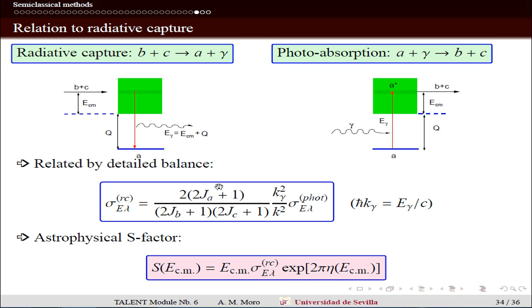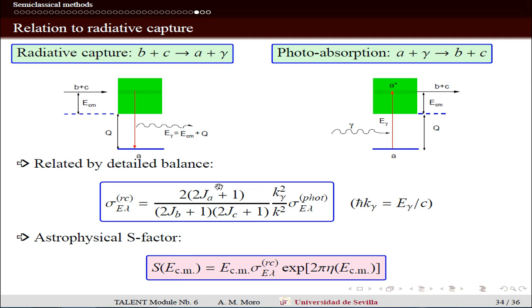The opposite reaction is what is called the radiative capture. That is, we have two fragments, B and C, and they collide with each other, and eventually they can decay to a bound state emitting one photon. So starting with two fragments, we end up with a bound system. It can decay not necessarily to the ground state, it could be also to an excited state. So you have a cascade of gamma rays, and you detect at the end a gamma ray.